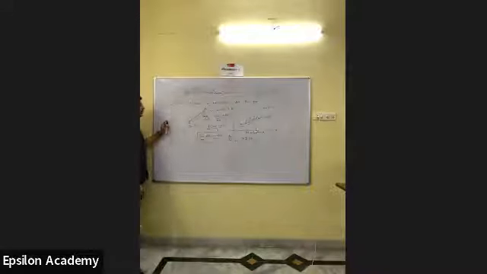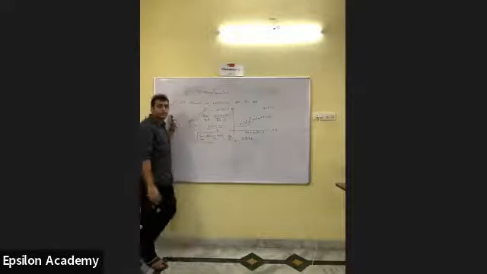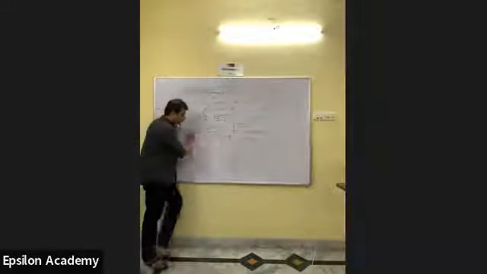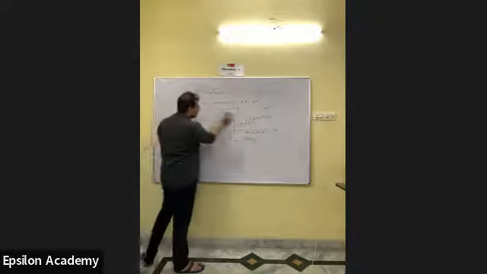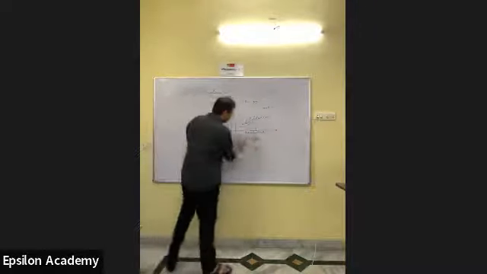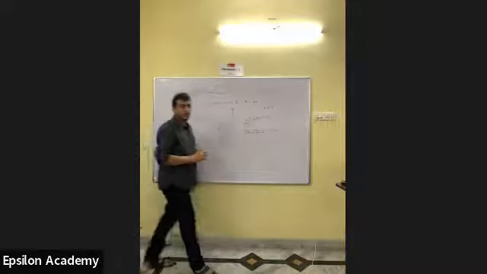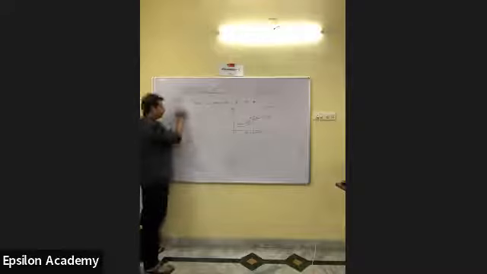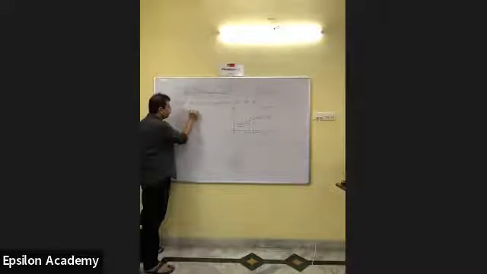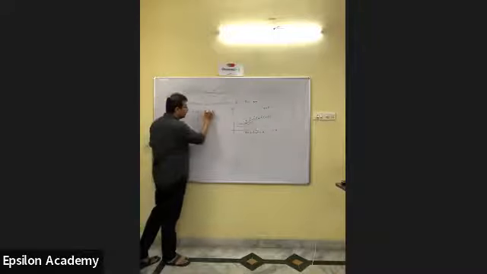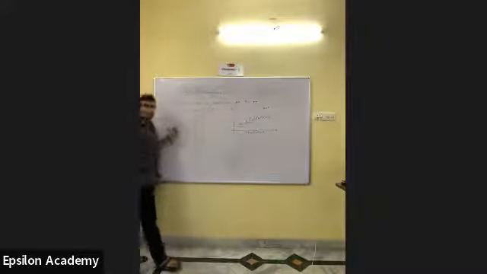The question is, when can you say the given function is differentiable at a point? When the left hand derivative is equal to the right hand derivative, and it should be equal to f dash of c.